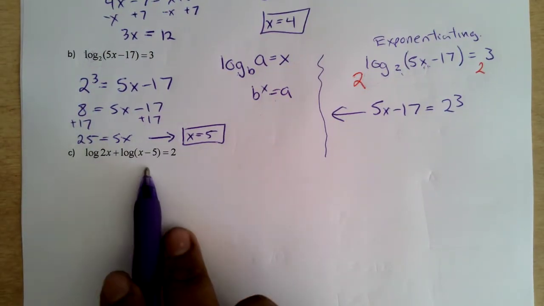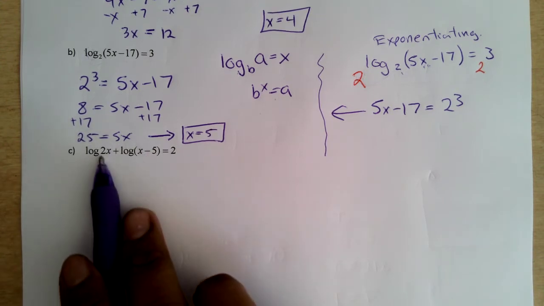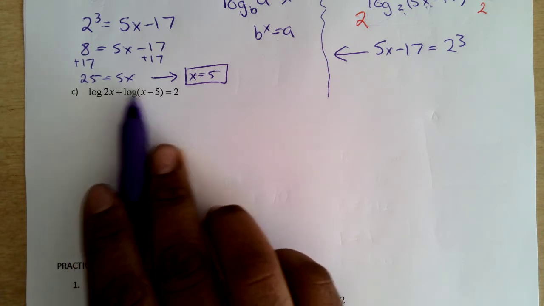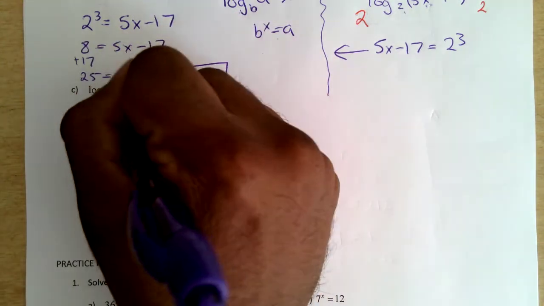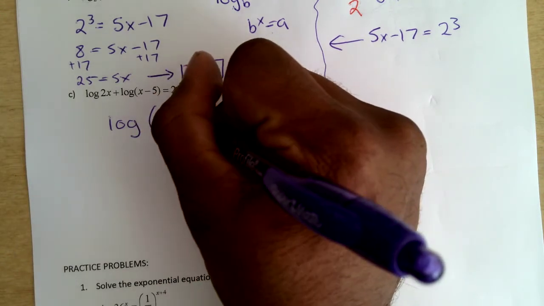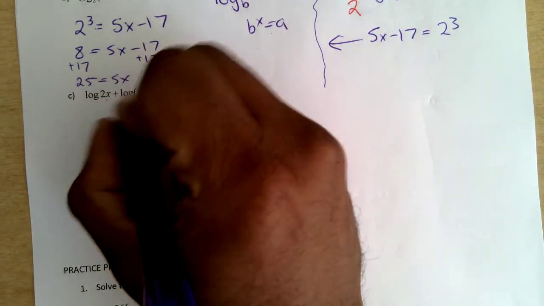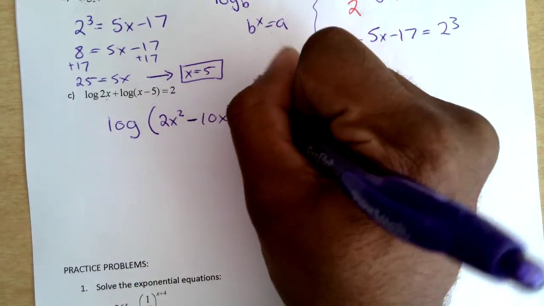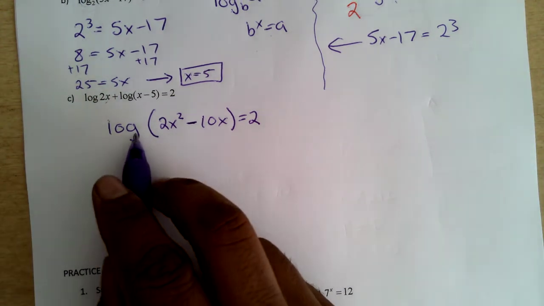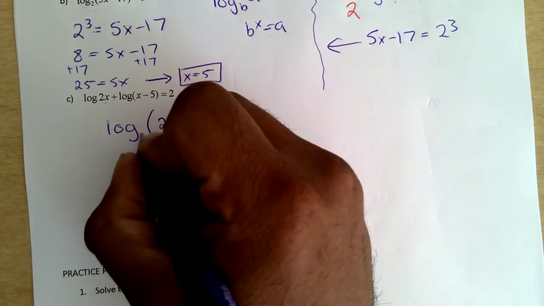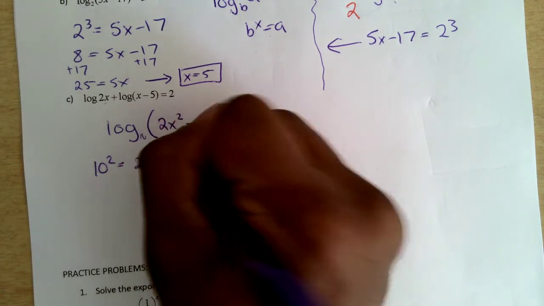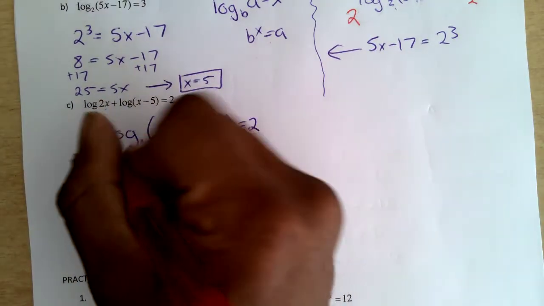We're going to do a similar thing on this one, but first we need to get the logs down into 1. So this is the product property. I see a plus here. That means I'm going to multiply what I have as my insides. So I'm going to have log of 2x squared minus 10x, because I'm going to distribute, I'm multiplying 2x times x minus 5 equals 2. I can think of this as exponentiating if I want, or I can rewrite it regardless of what you do. Remember, this is a log base 10, so I'm going to say 10 squared equals 2x squared minus 10x. 10 squared is 100.